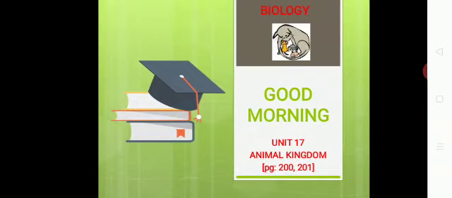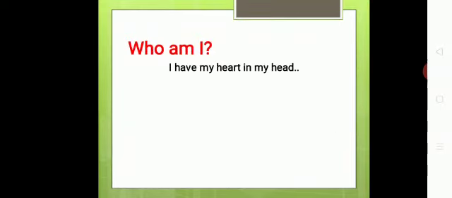Today we are going to see the continuation of the lesson which we started in the last class, Animal Kingdom. So as usual, before going into the class, let us learn some interesting facts about animals in the form of a quiz. I am going to give you the fact about that animal. You keep guessing the answer, and I'll give you the answer also. Let us move to the first one. You have to identify who am I. The first fact here is: I have my heart in my head.